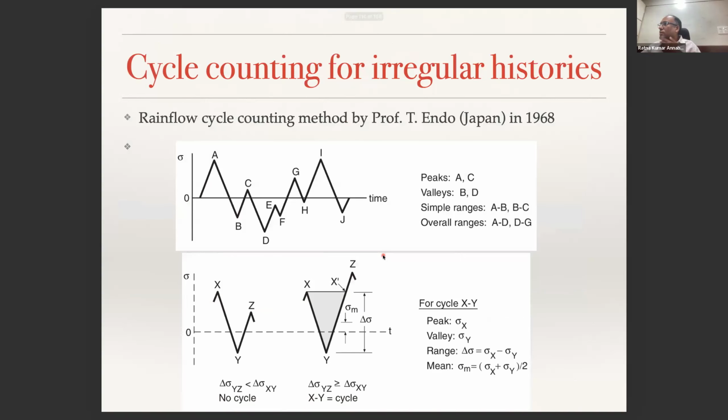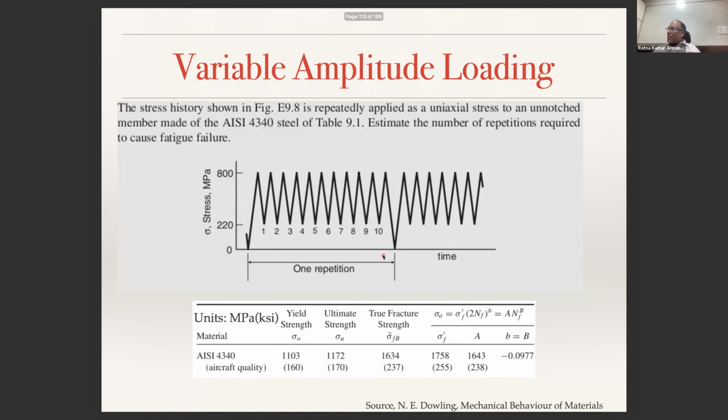Good. So how do we go about doing this? Here, let us try to solve the problem. Okay.